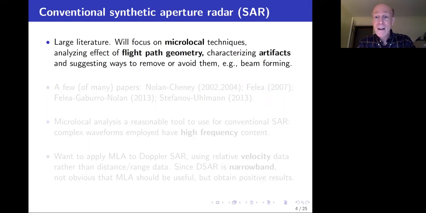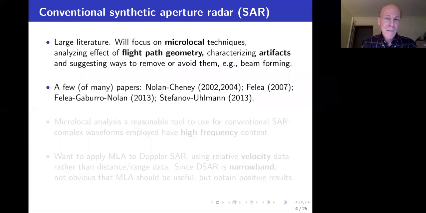So characterizing artifacts or suggesting ways to either remove or avoid artifacts, for example, by beamforming, where you would only try to point the radar mainly in one direction. So there are many papers on this. Here are just a few that I'll mention. There are some of the original papers in the mathematical literature by Cliff Nolan and Margaret Cheney in 2002, 2004, Raluca Felea, a paper of Felea, Gaburro, Nolan, and also Stefanov and Uhlmann, but there are many, many other papers.